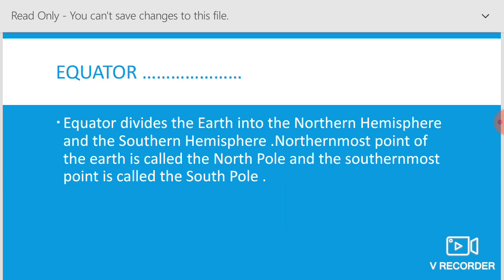The equator divides the earth into the northern hemisphere and the southern hemisphere. The northernmost point of the earth is called the North Pole and the southernmost point is called the South Pole.